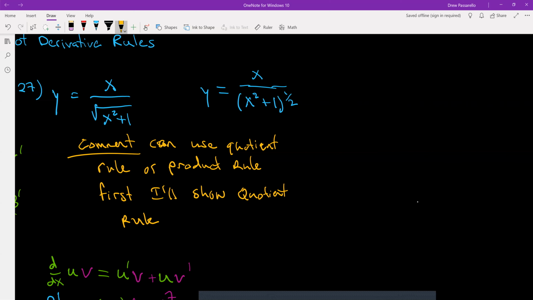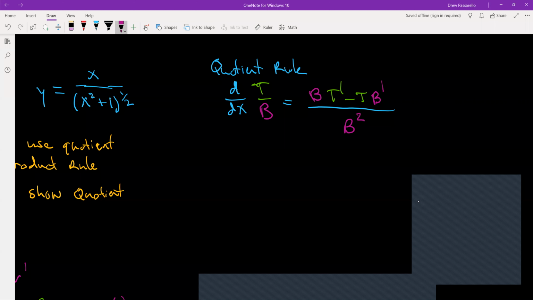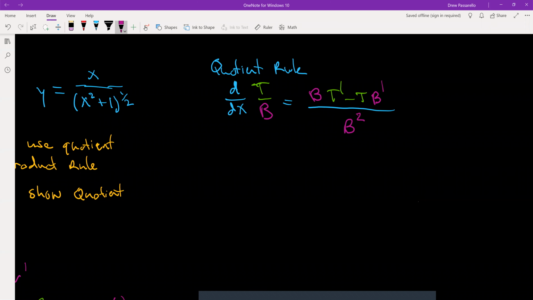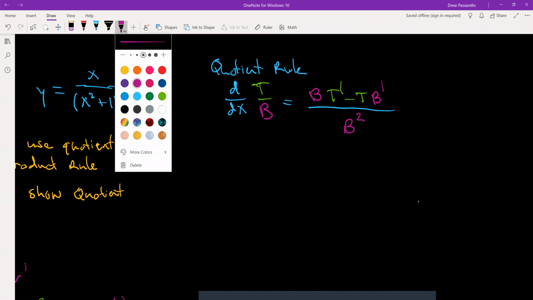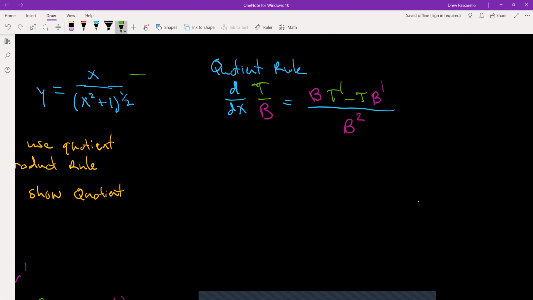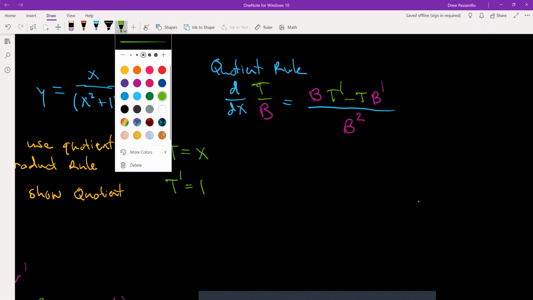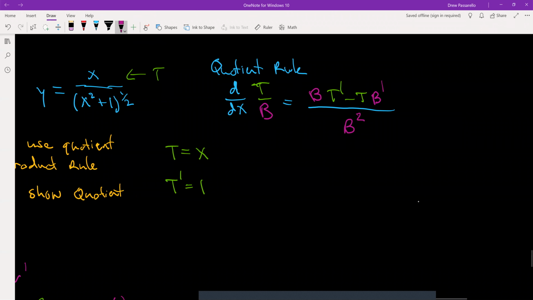I'm going to pause the video and write down the quotient rule. All right, so I wrote down the quotient rule, and now it's a matter of identifying, again, T and B. T stands for top function, B stands for bottom function. In this case, T is going to be x, and B is going to be (x^2 + 1)^(1/2). So T is equal to x. The derivative of x is 1, so T prime is 1. The bottom function is (x^2 + 1)^(1/2).